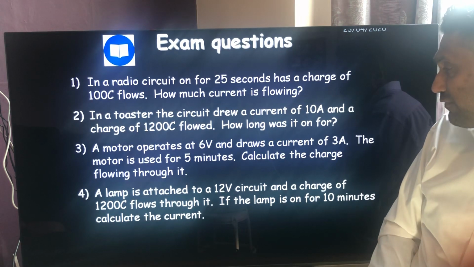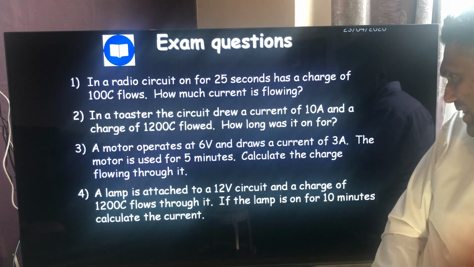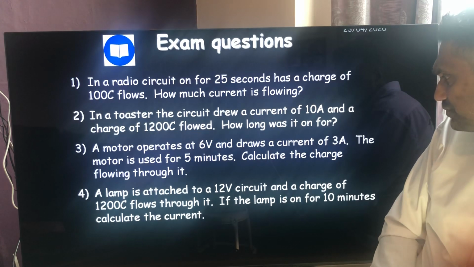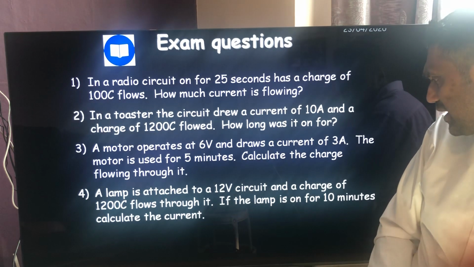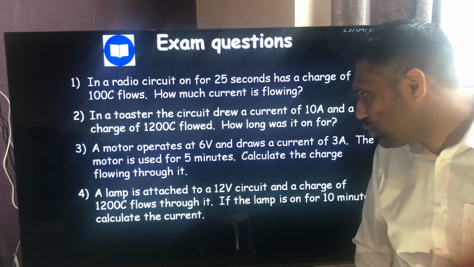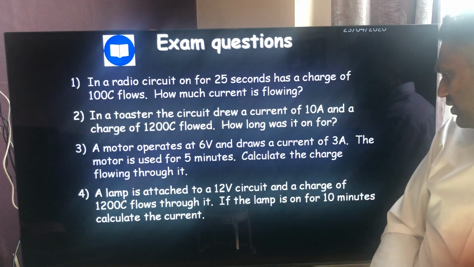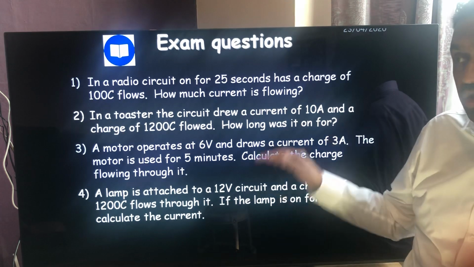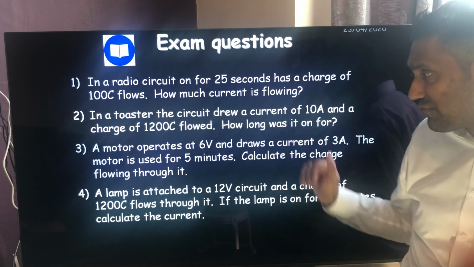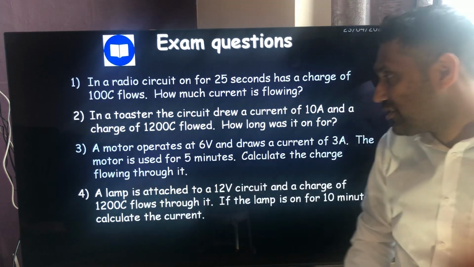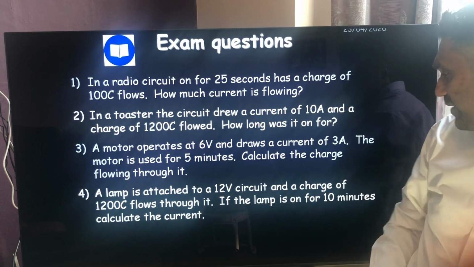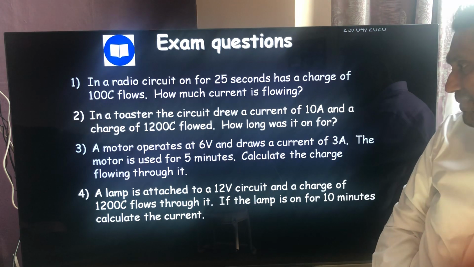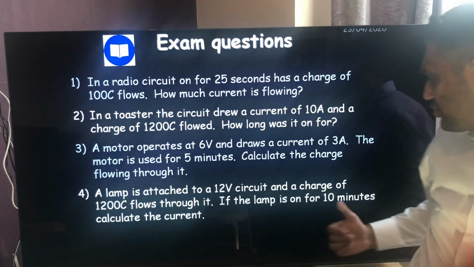And then question 4. A lamp is attached to a 12 volt circuit and a charge of 1,200 coulombs flows through it. If the lamp is on for 10 minutes, calculate the current. So again, current is charge divided by time, Q over T. The Q is 1,200 divided by the T, which is the time, which is 10 minutes. Do I do 1,200 divided by 10?